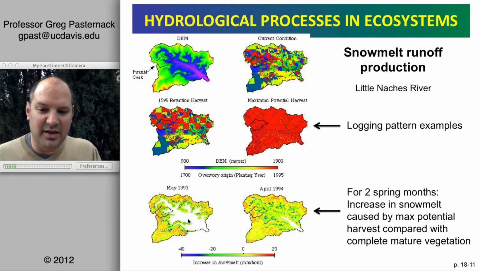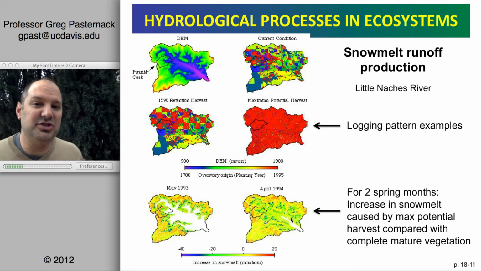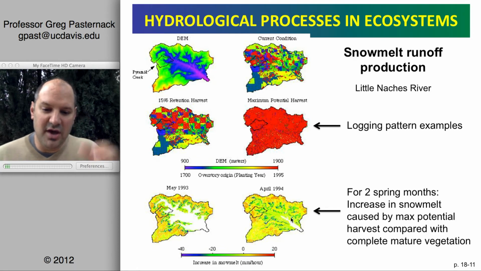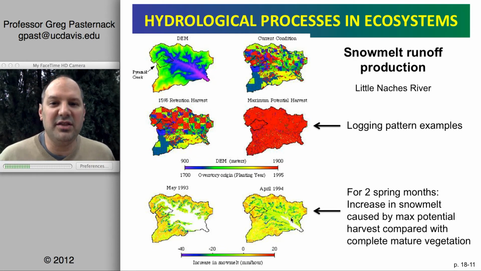So in May 1993, they had some data. The main effect is in the upland areas. And then for the next one, it's pretty ubiquitous because these are just different months with different scenarios. But overall, it is showing that the effect of harvesting the forest on a watershed is to increase snowmelt.